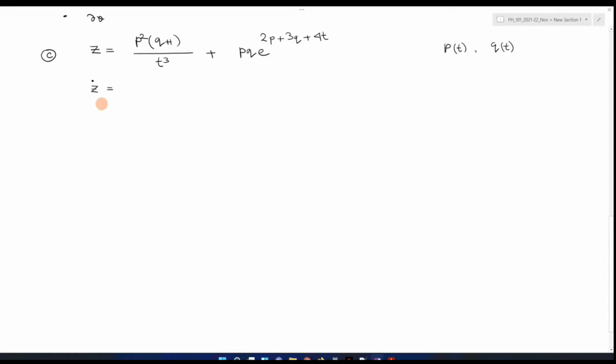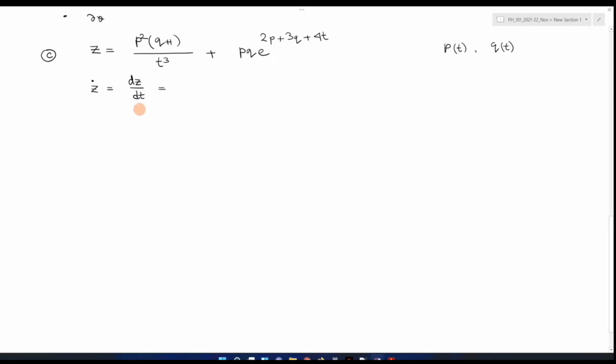Okay. So z dot is basically the time derivative of z. This is the definition of dot. Now this is called the total derivative dz by dt. It's not partial. Now we have to write dz by dt in terms of p, q, and t. So how to write that? Anyone?